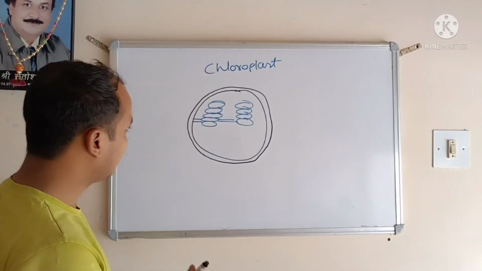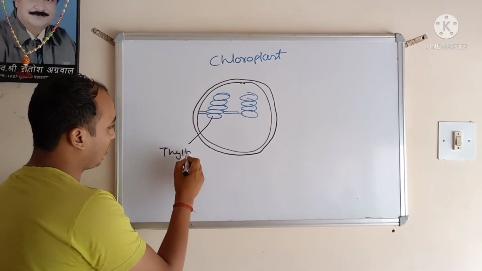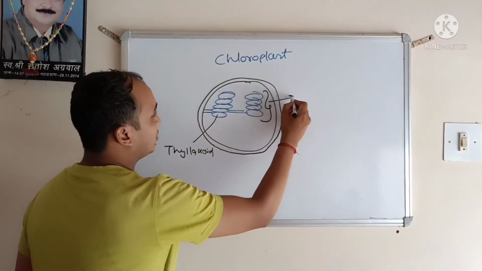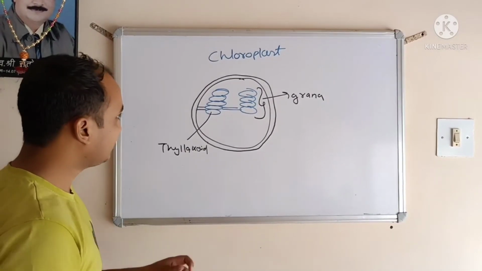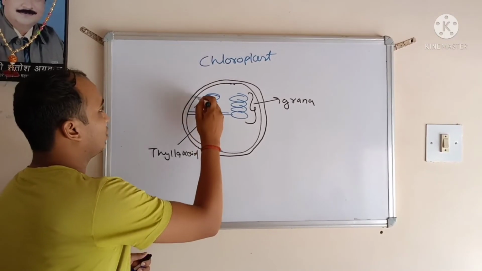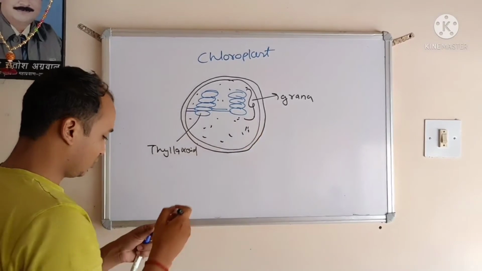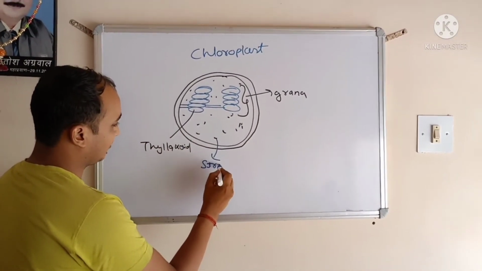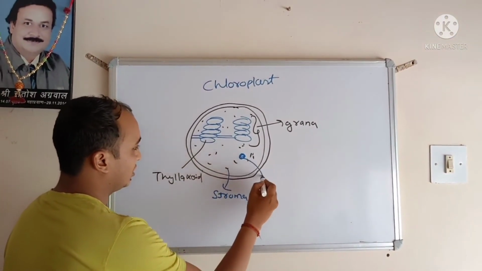A single stack is known as thylakoid, and the whole group of thylakoids is known as grana. And the matrix of the chloroplast is known as stroma. This matrix is known as stroma, and the chloroplast has its DNA also.